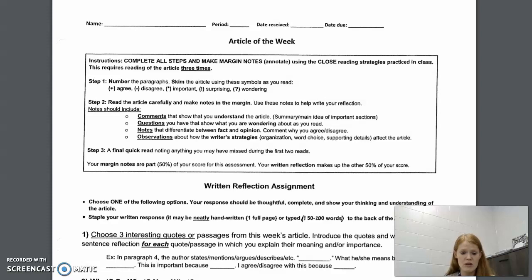And you can write your written reflection by hand, or if you want to type it out, that's fine too. Either way is fine with me, as long as it's about 200 words or so, okay?